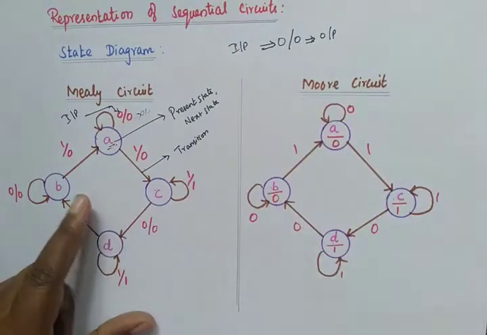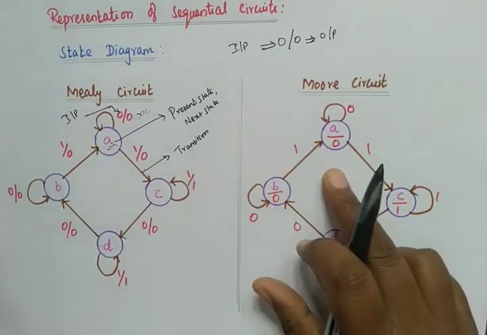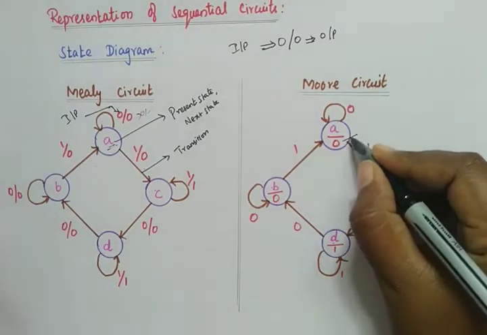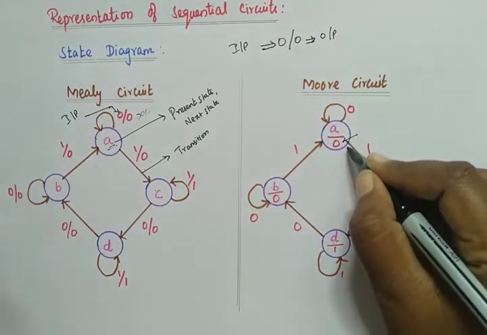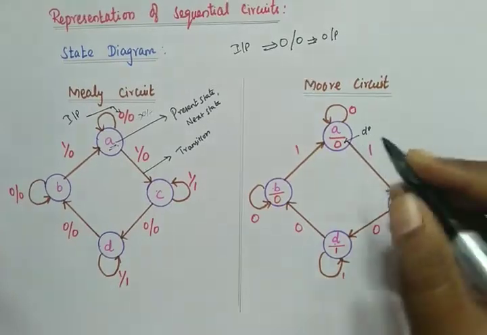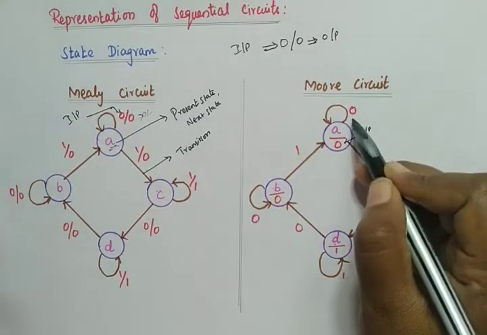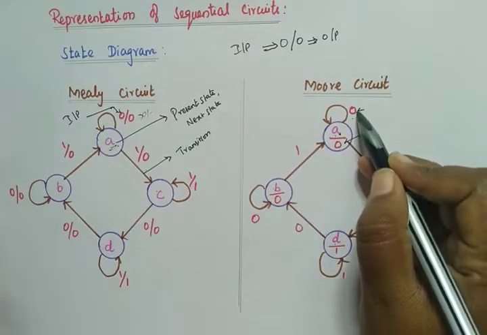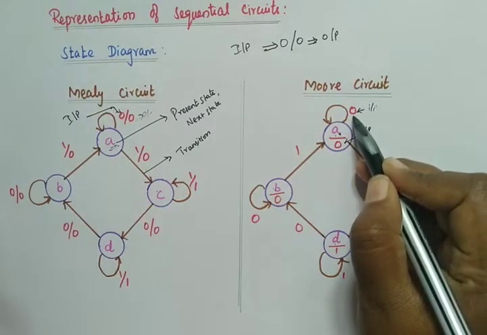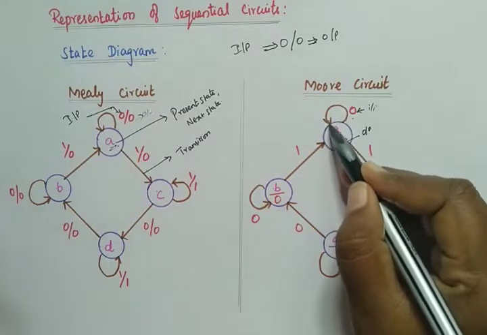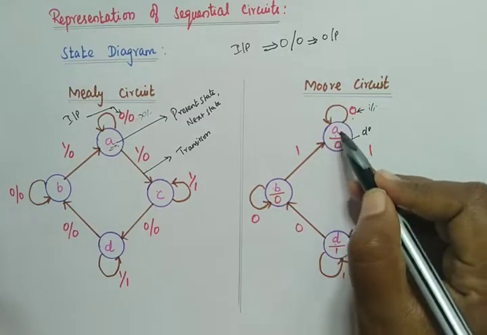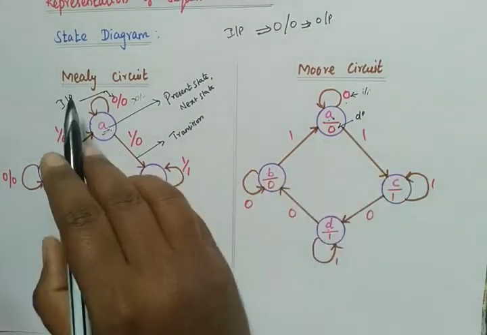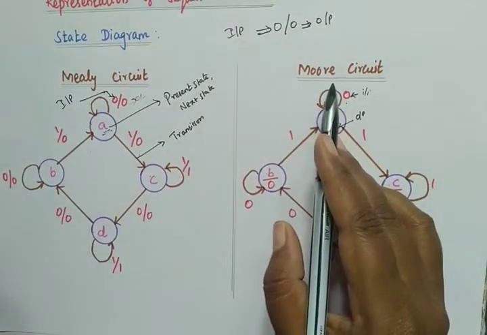This is a Mealy circuit. Now what about a Moore circuit? In a Moore circuit, the outputs will be present inside the circle. These are said to be outputs and this is our input. For the present state A, if this input is 0, it remains in the same state A as the next state. I hope you understand. This is a Mealy circuit. This is called a Moore circuit.